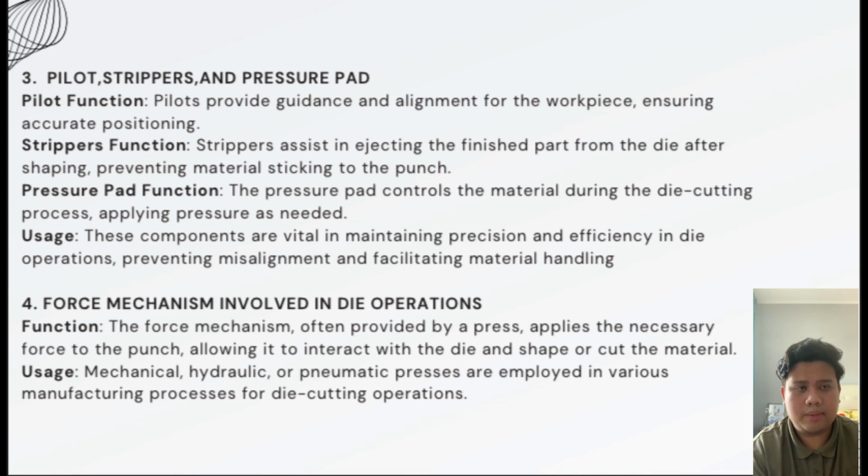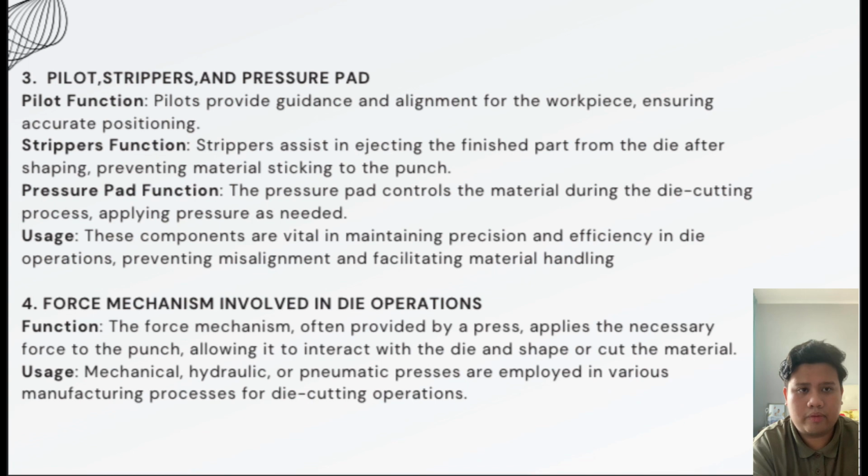Pilot, strippers, and pressure pad. Pilot function: provides guidance and alignment for the workpiece, ensuring accurate positioning. Strippers function: assist in ejecting the finished part from the die after shaping, preventing material sticking to the punch. Pressure pad function: controls the material during the die cutting process, applying pressure as needed. Usage: these components are vital in maintaining precision and efficiency in the die operation, preventing misalignment and facilitating material handling.